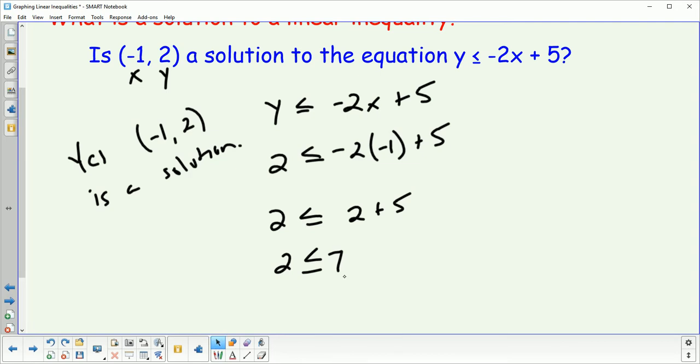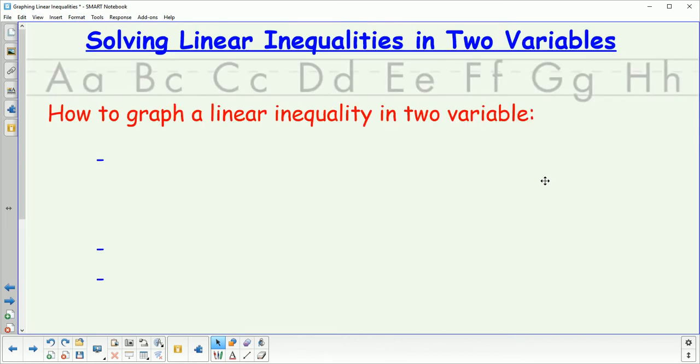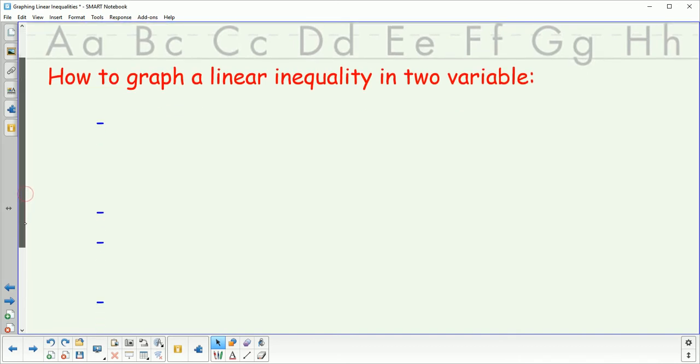Okay, something that would not be a solution, suppose we had solved it and we had gotten that 10 is less than or equal to 7. Well, this is not a true statement, so therefore that point, whatever would lead to that, would not be a solution. Okay, in this case, we did have a solution though. So one more step, we've talked about how we can determine if something's a solution. Now we want to actually graph it.